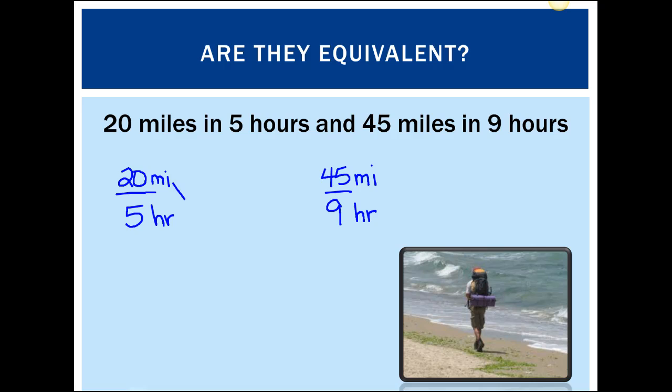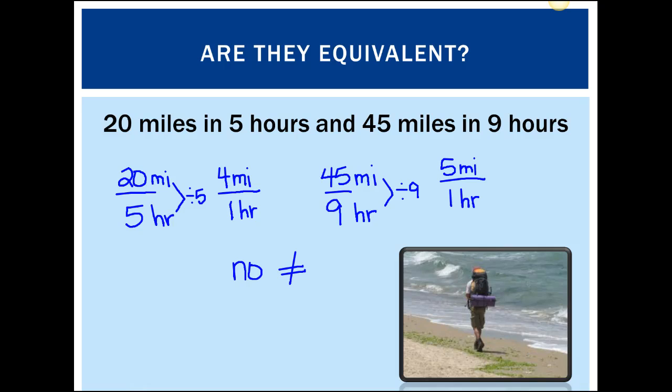In this case, 20 divided by 5 will give us 4 miles in 1 hour. I divide both the numerator and the denominator by 5 in order to get my unit rate with a denominator of 1. In the second ratio, we will divide by 9, and we learn that this is 5 miles in 1 hour. So our answer is no, they are not equivalent. 4 miles an hour does not equal 5 miles an hour.